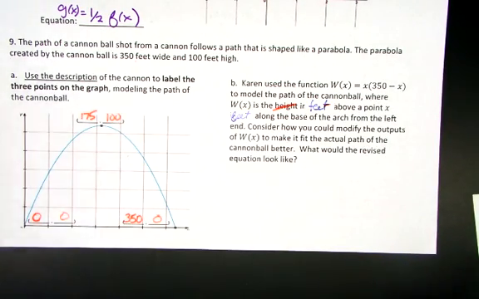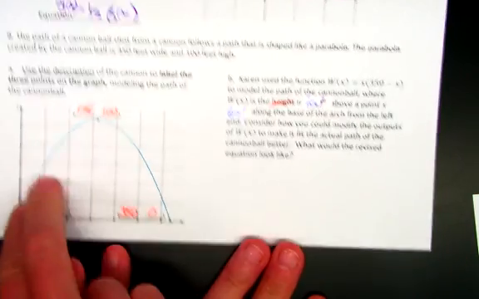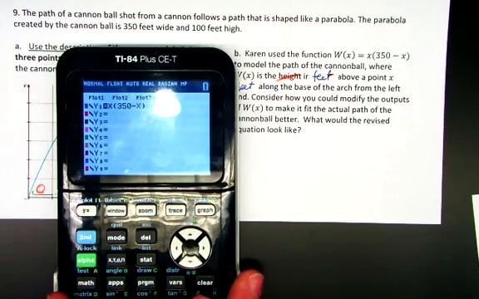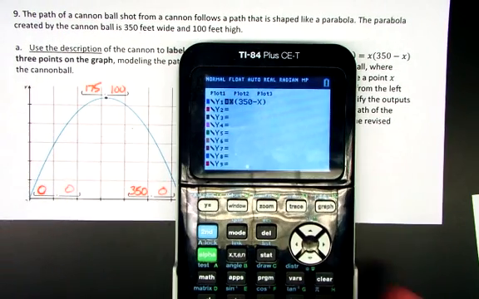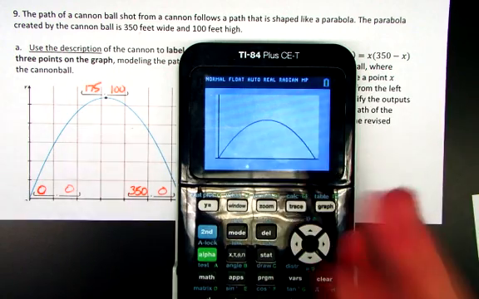Consider how you can modify the outputs of W of X to make it fit this better. What would the equation look like? Okay, so here's the problem, you guys. If I plug this function into my calculator and I graph this, and now I have this graph, you're like, yeah, it looks the same.